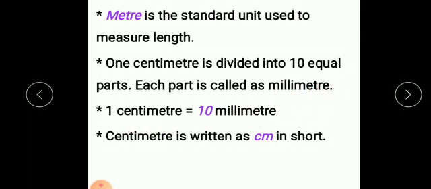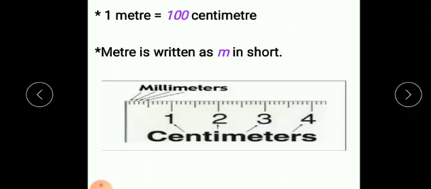These are the conversions and you have to learn them. 1 centimeter is equal to 10 millimeter. Centimeter is written as cm in short. We write down meter as m in short and centimeter as cm in short. So 1 meter is equal to 100 centimeter. We write down meter as m, centimeter as cm and millimeter as mm.